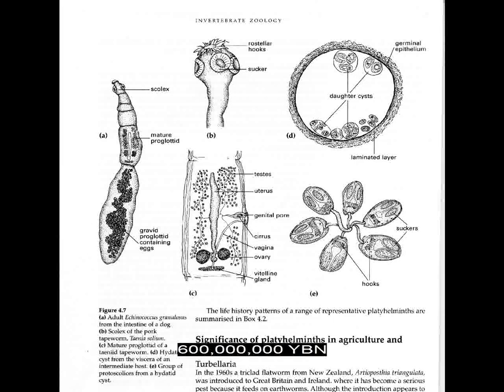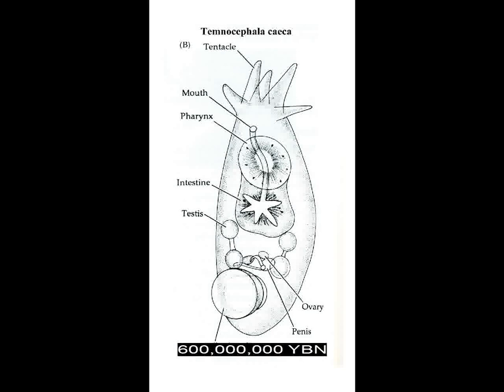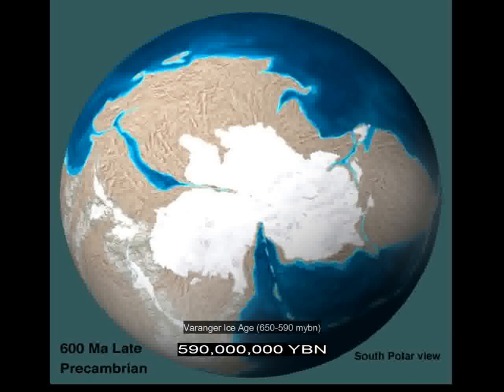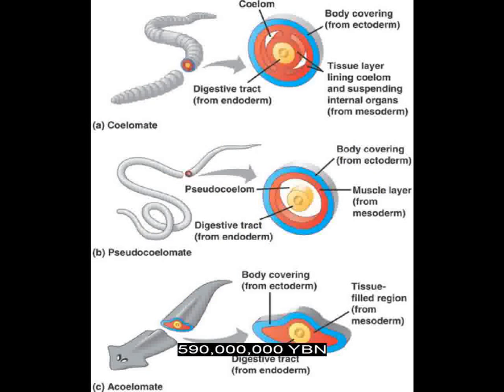The genital pore, vagina, and uterus evolve in a bilaterian. The penis evolves in a bilaterian. The end of the Varanger Ice Age. The coelom evolves in a bilaterian.